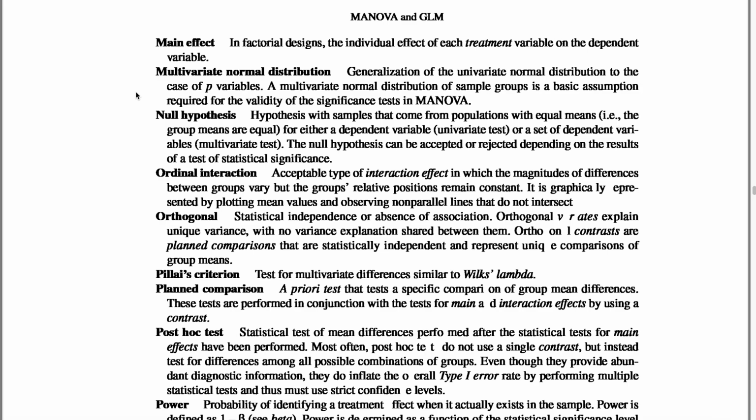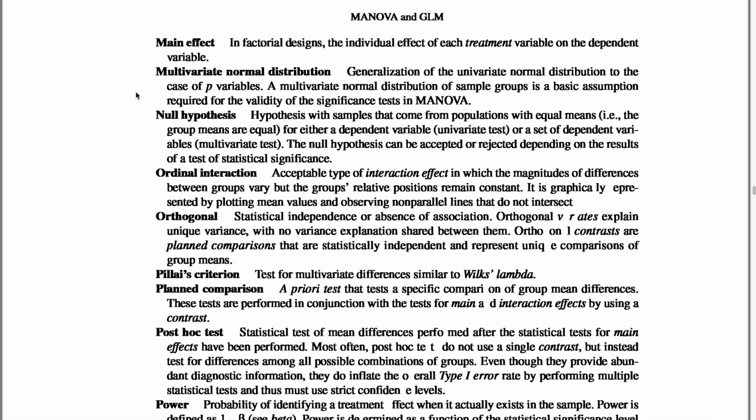Null hypothesis: hypothesis that samples come from populations with equal means, that is, the group means are equal for either a single dependent variable (univariate test) or a set of dependent variables (multivariate test). The null hypothesis can be accepted or rejected depending on the result of a test of statistical significance.